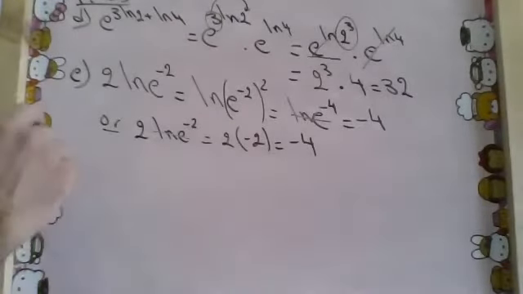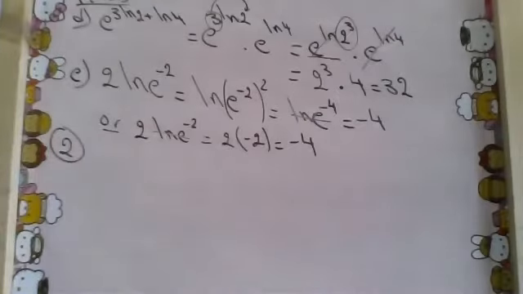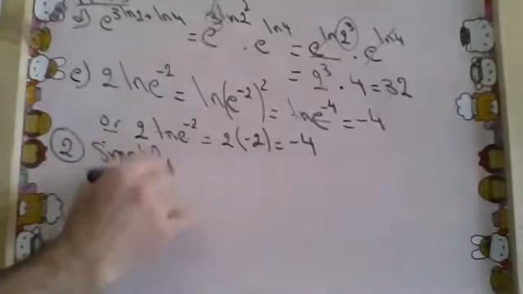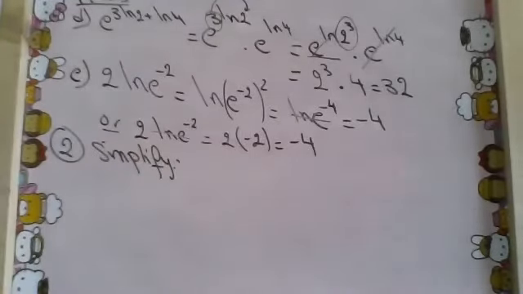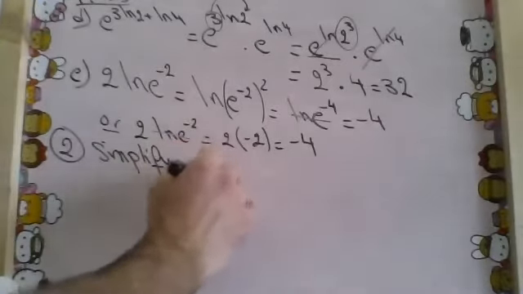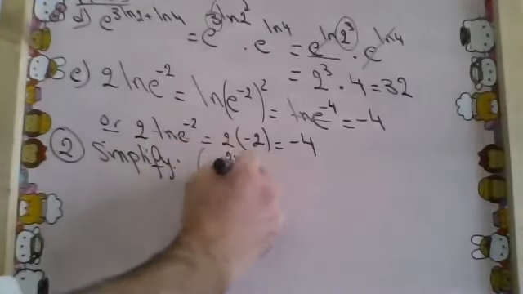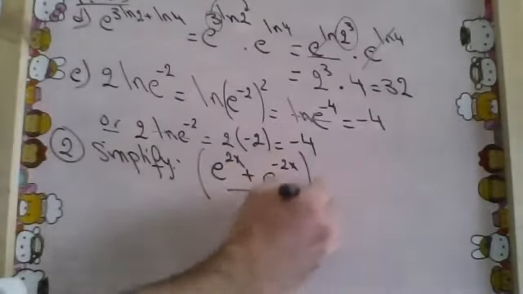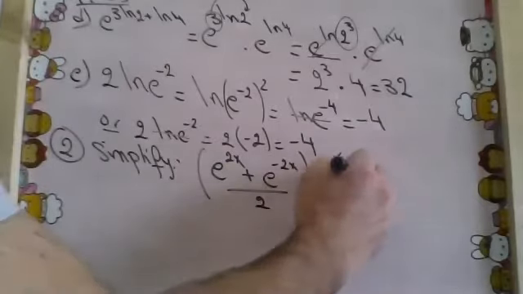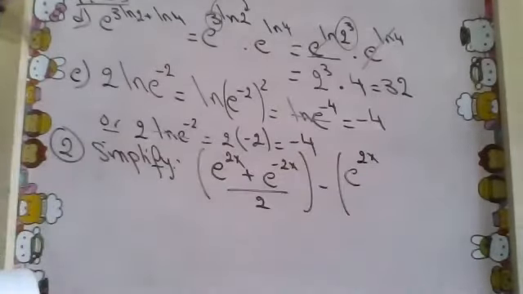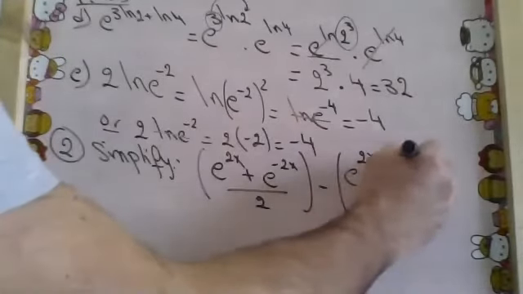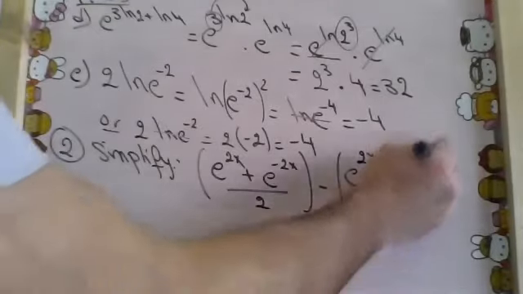Exercise number 2. Also simplify e to the power 2x plus e to the power negative 2x over 2 squared, minus e to the power 2x. In the book it is written plus, it should be minus e to the power negative 2x over 2 squared.